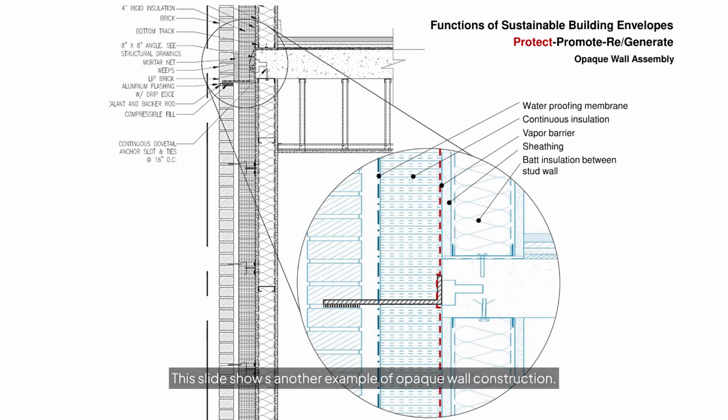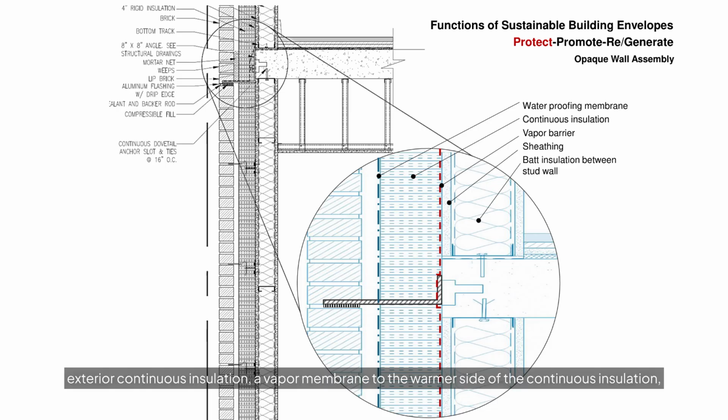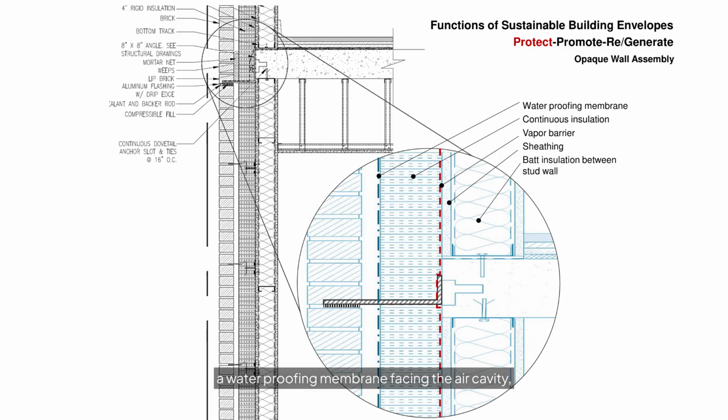This slide shows another example of opaque wall construction. Moving from the interior to exterior, it consists of the structural stud wall, sheathing, batt insulation between the studs, exterior continuous insulation, a vapor membrane to the warmer side of the continuous insulation, a waterproofing membrane facing the air cavity, and brick veneer exterior finishes.